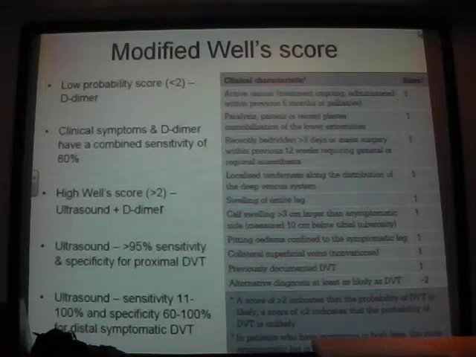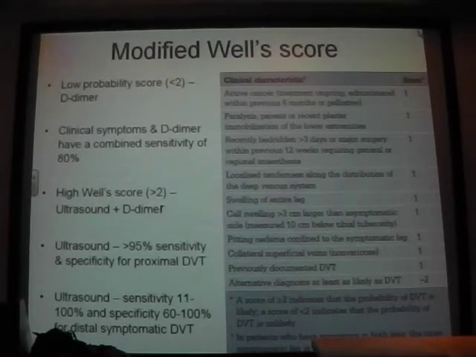And if you've got a Wells score of more than 2, then you should have an ultrasound and a D-dimer. And the reason why they say you should have a D-dimer as well as an ultrasound is that an ultrasound doesn't always pick up the blood clot. Most of the time it will, but if you come back with a negative ultrasound and you've got a positive D-dimer, you can't really say they definitely don't have the DVT.